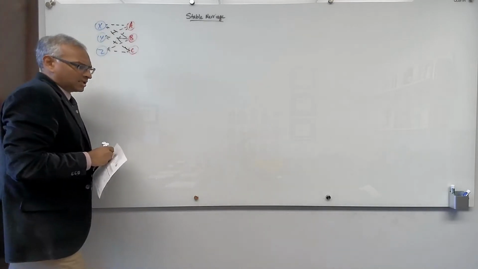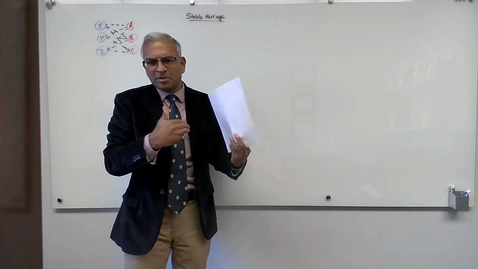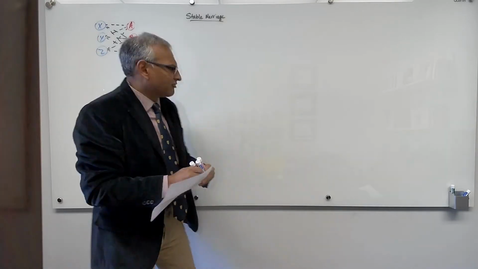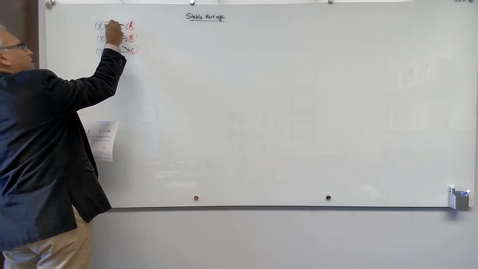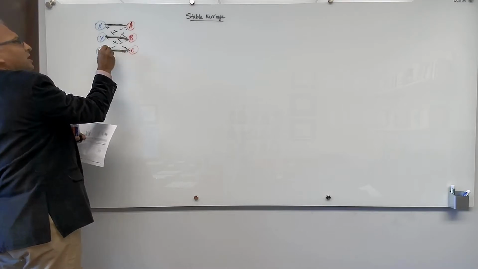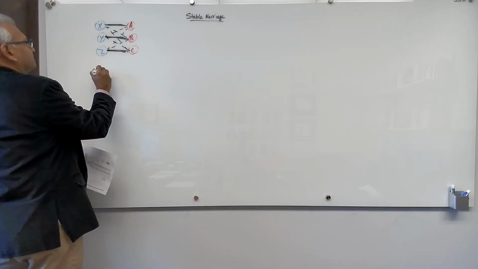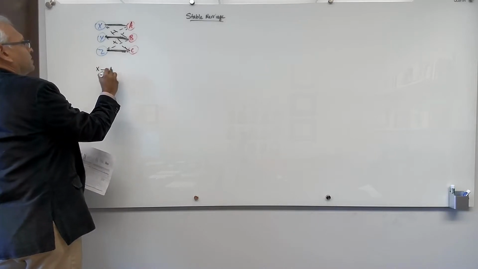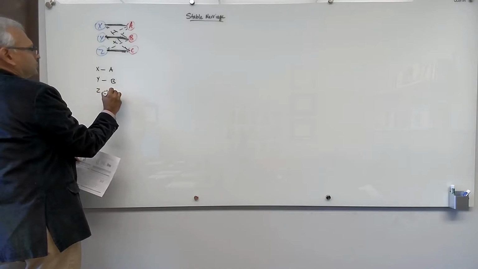And at the end of the day, we need to set up a set of marriages, or we partner people up together, let's say for life. And let's imagine that we have picked X with A, Y with B, and Z with C. So any matching would do. So we have picked the marriages X to A, Y to B, and Z to C.